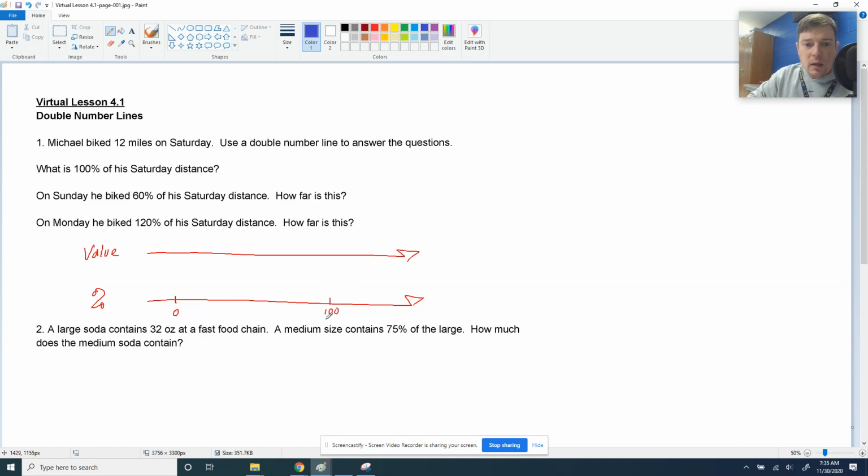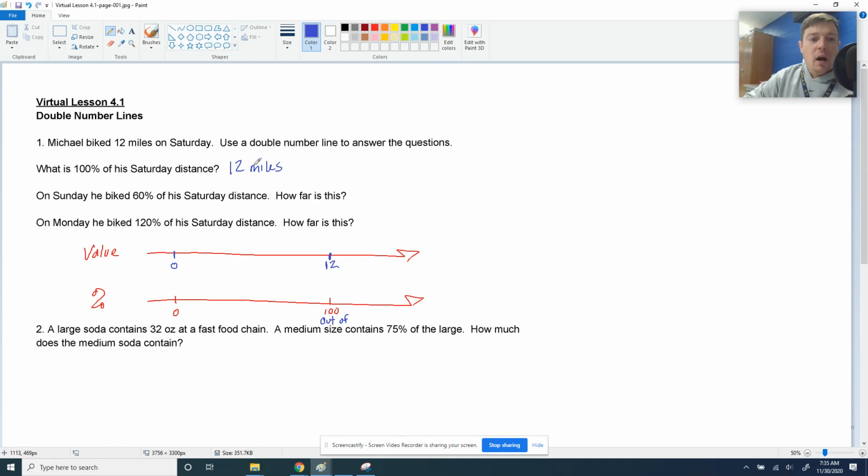In fact, I'm going to write that down here. Out of. This is always your out of number. It matches there in the value. All right. So in this case, our out of number is his Saturday distance. His Saturday distance was 12. So that's our out of number, our whole, in other words. And then we always have a 0 that matches for the value as well. So we know that 100% of his Saturday distance is 12. So that actually answers part 1 here. What is 100% of his Saturday distance? All of it is 12 miles.